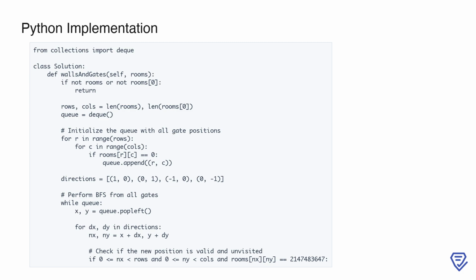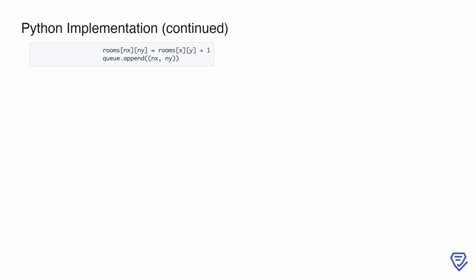This ensures that all gates are starting points for the BFS. Finally, we define a list of directions, representing the 4 possible moves up, down, left, and right which we'll use during the BFS traversal. After this setup, we move into the BFS loop, where we process each position from the queue one by one. For each position decoded, we explore its neighbors in all four directions using the directions list.